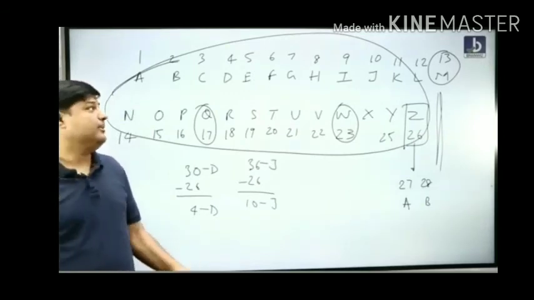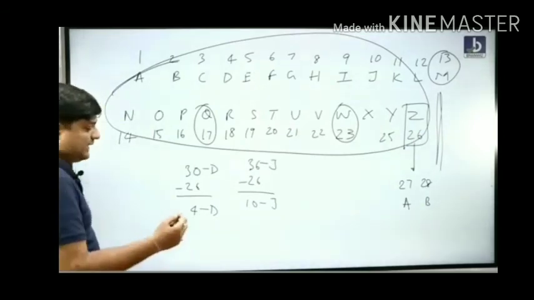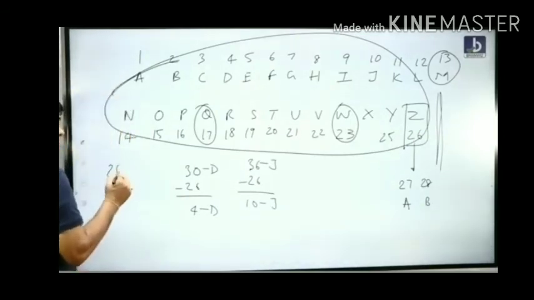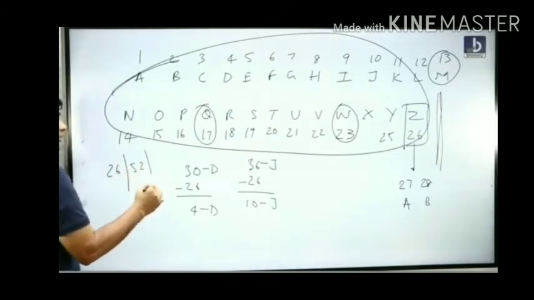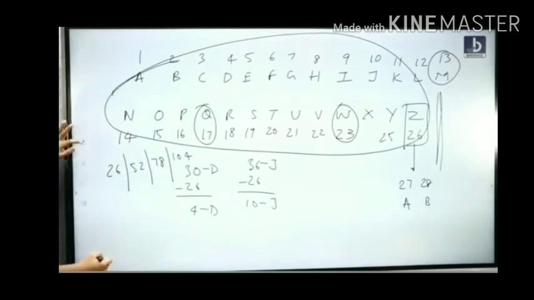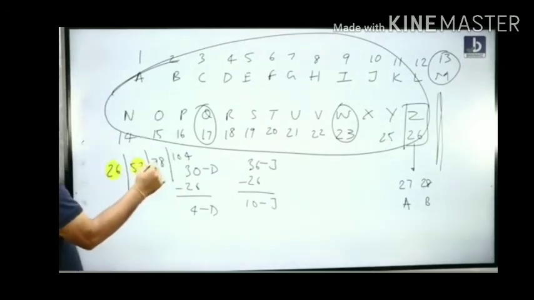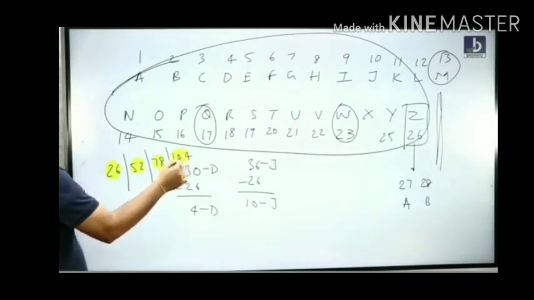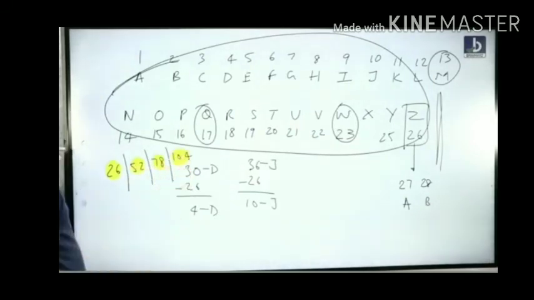Okay. Now remember the multiples of 26: 26, 52, 78, 104. These are the multiples you should remember. If you want higher ranks, we should subtract these multiples from the respective numbers. Are you understanding? Clear? I'll tell you how.